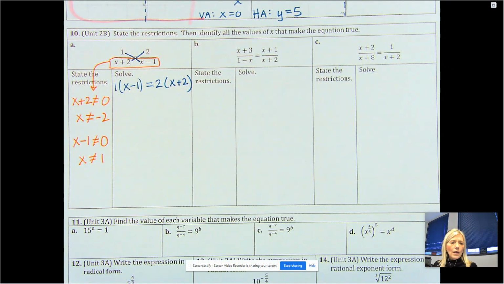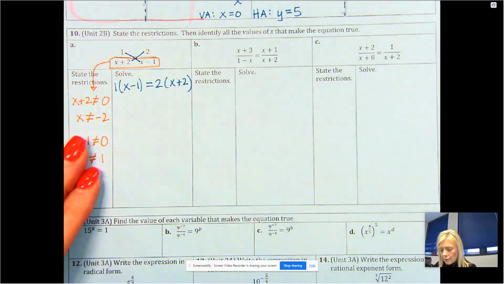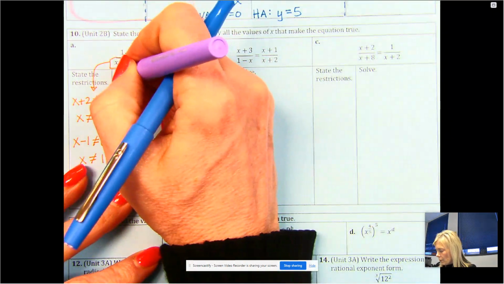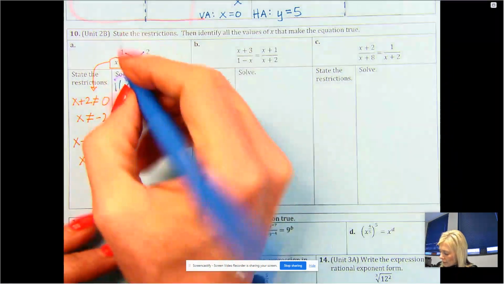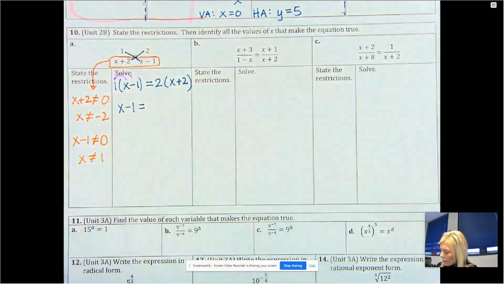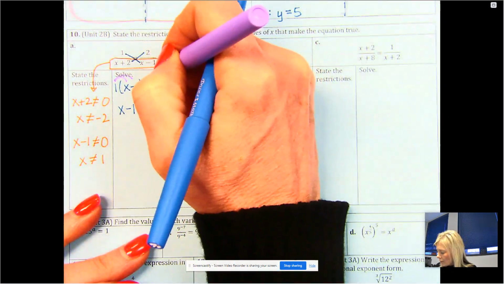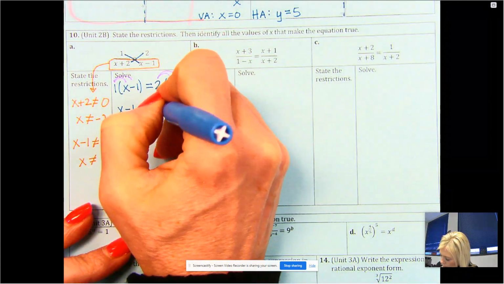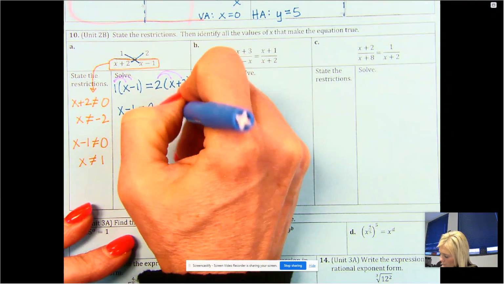Okay? And so we always want to clean up each side of the equation before we start trying to do any sort of solving. So we have to do 1 times x and 1 times -1. It's pretty simple. It's just x minus 1. And then 2 times x plus 2 times 2. 2x plus 4.